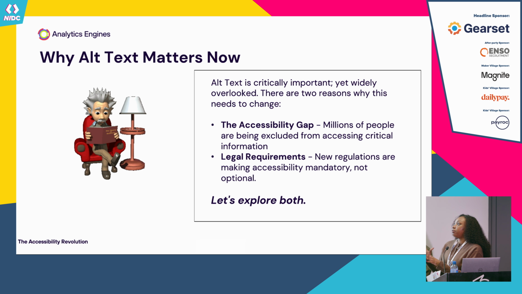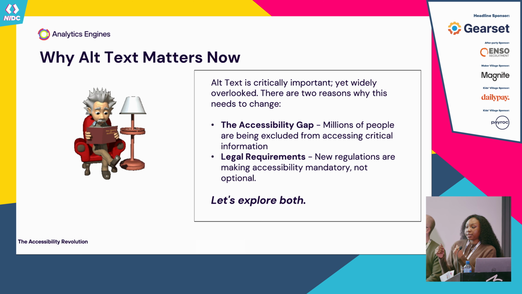And why does it matter? There are two critical reasons why this matters now. Alt text is something that's very important, but it's widely overlooked. And there are two major reasons why this has to change, one of which is the accessibility gap. With the shift towards more digital-based content with ebooks and PDFs, there's a risk of leaving millions of readers behind just because of that fundamental shift. There's also the legal angle, which is the European Accessibility Act that makes accessibility mandatory and not an option. And I will explore both of these.